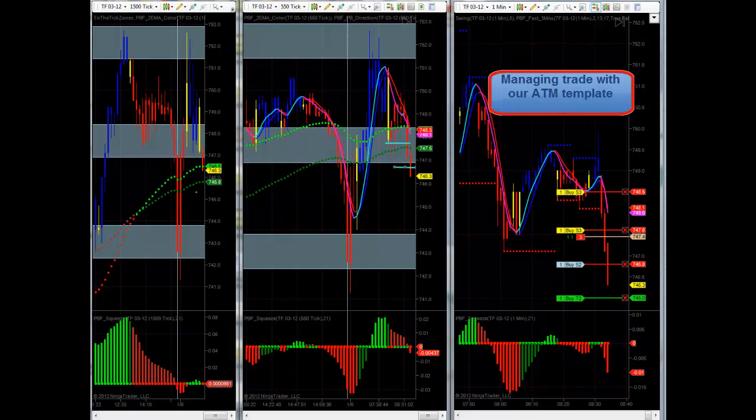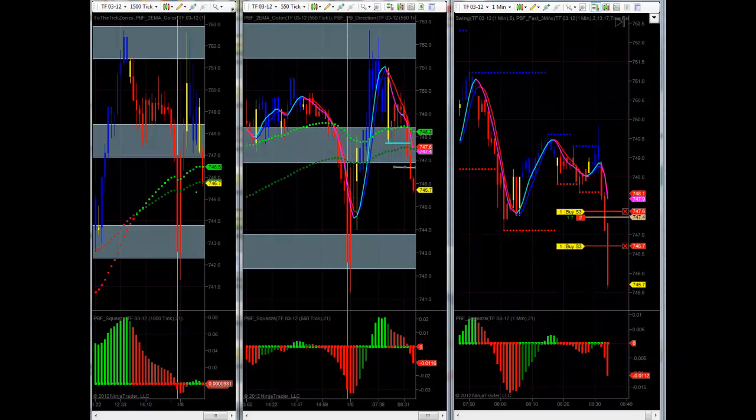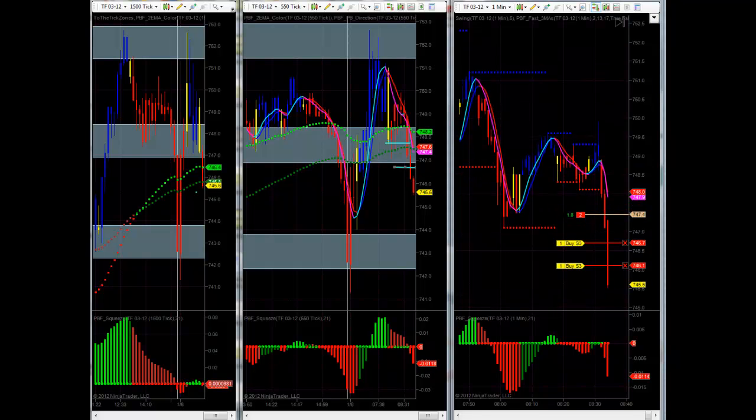We're getting taken out here, managing the stop. We're letting our trade management really handle this for us. We're still in short 3 contracts. This is turning out to be a pretty good winner for us. We're going to tighten up our stops.